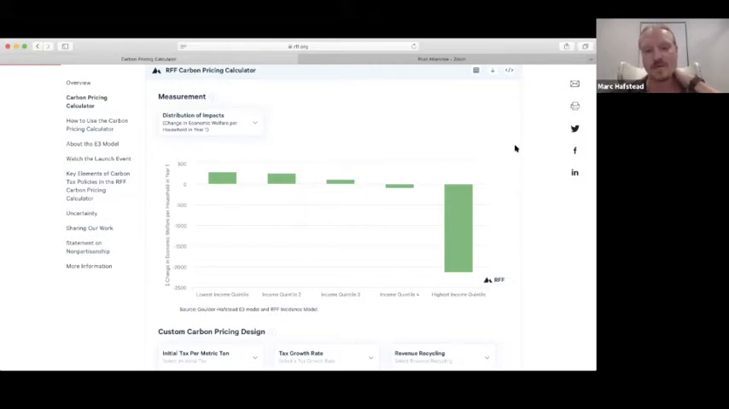I want to be clear here about what the distribution of impacts are, and I've gotten a couple of questions about this. The distribution of impacts here is measured using a separate RFF model, this RFF incidence model. What this model does is it takes price and income changes from the Goulder-Hafstead E3 model and inputs them into this model that has a lot of detail on spending and income sources by household. And what it produces here is the change in economic welfare for a household in just the first year of the policy.